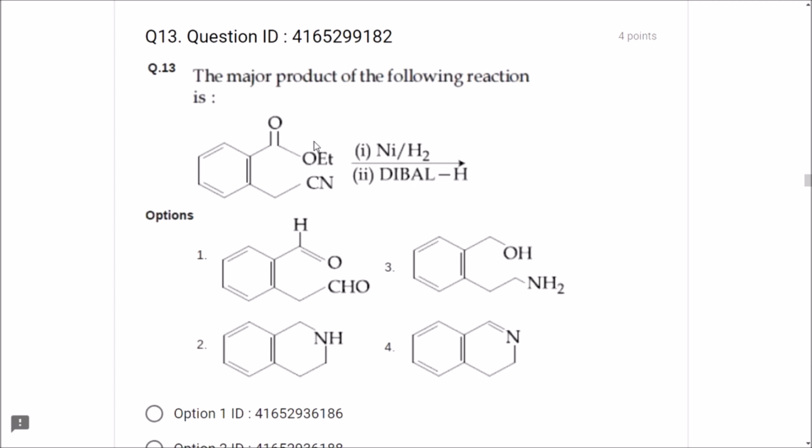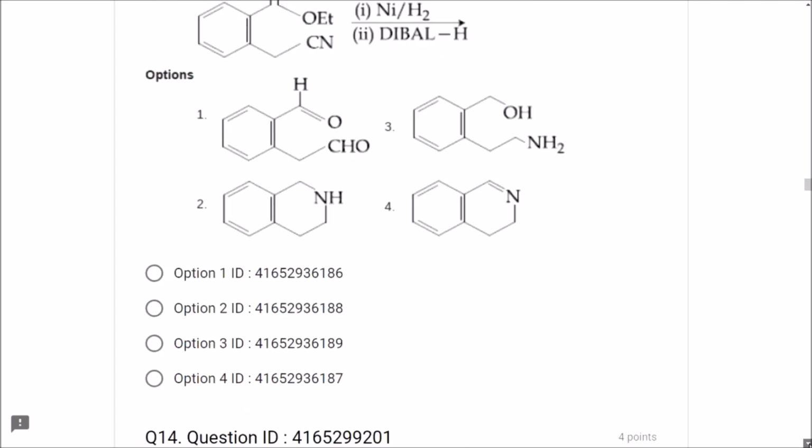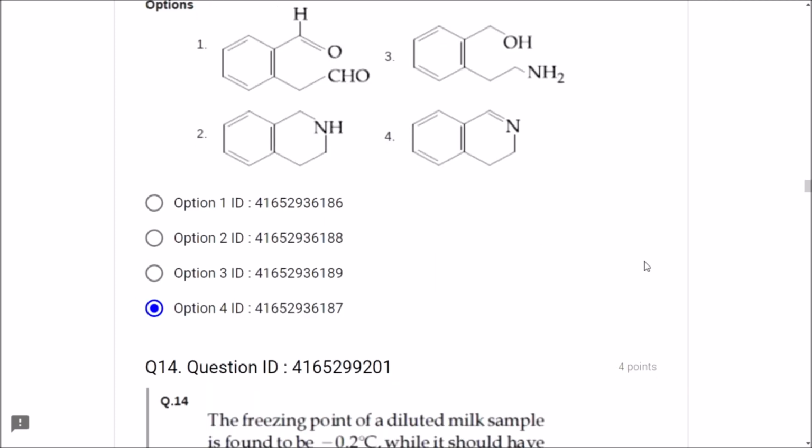So in the reaction, what are we going to have? This ester will become aldehyde, and this cyanide will become amine. This type of amine, and here this type of aldehyde. So when aldehyde and amine are ready, what is going to happen? Yes, they readily lose water and form imine. This is the compound. So option number 4 is correct, students. That is option number 4, a cyclic imine, dihydroisoquinoline, we are going to get.